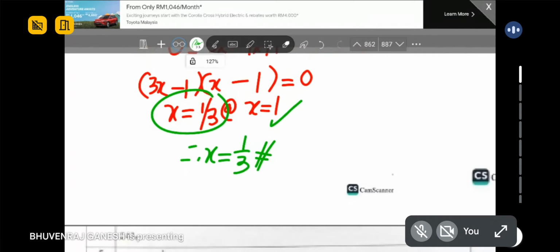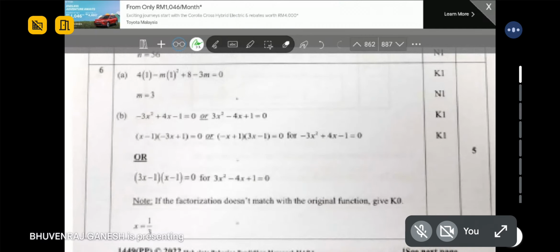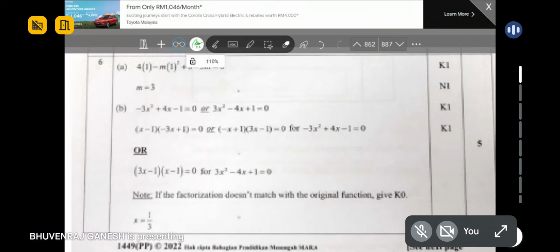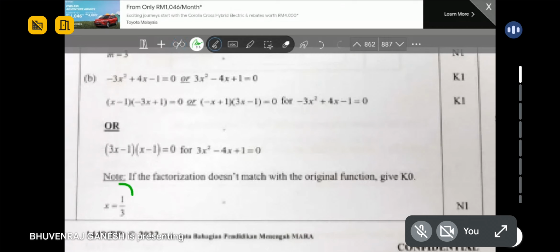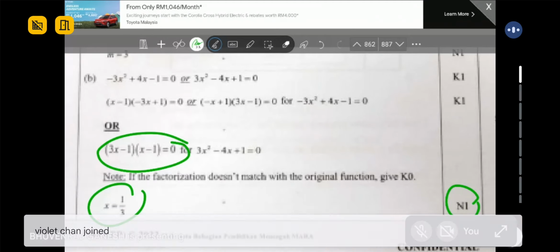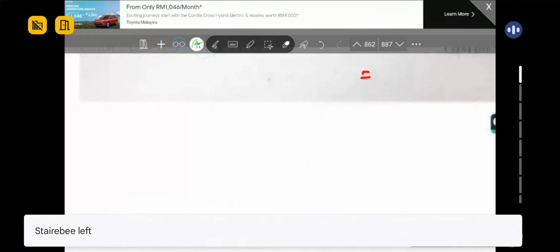No problem? Jelas? So this is the working jalan kira. Okay? So far, all good? Any questions so far? If I don't put the conclusion, I lost mark? Yes. You guys can see. Conclusion, dia ada satu markah. Nampak? So you must write x equal to what? Your final answer. Okay, jawapan dia. Because if you factorize this, you have two answer, right guys? Kalau faktorkan ada dua nilai x. So kamu kena pilih satu saja. Okay, just choose one x value. Okay? Alright. So next one.